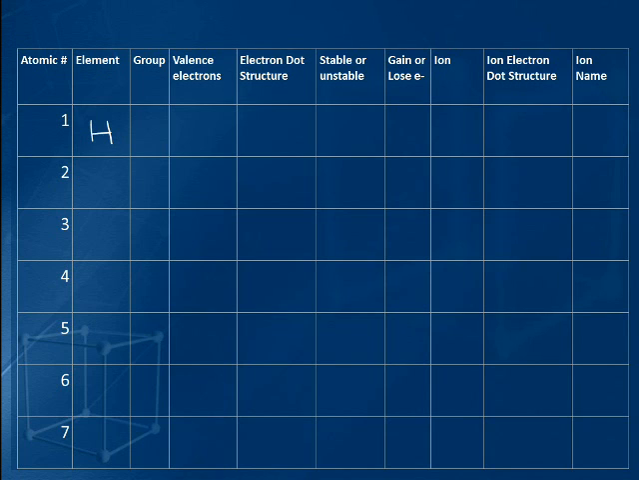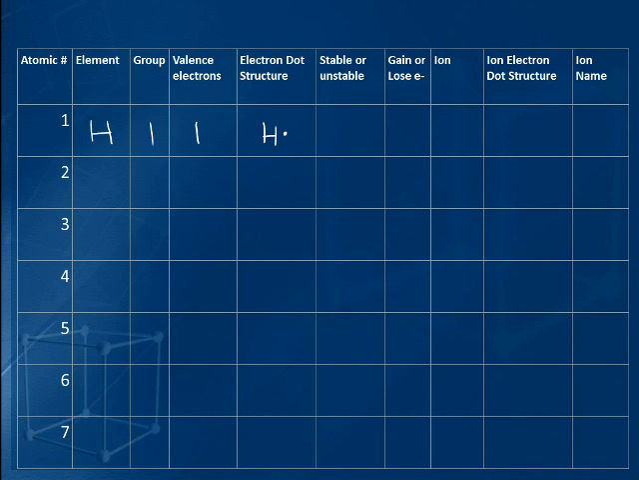Okay, let's fill out this chart. It's really important to understand this and get this down so it becomes second nature. So let's start with atomic number 1, hydrogen. It's in group 1. How many valence electrons does it have? It just has 1 valence electron. The dot structure is easy, just the 1 dot right there.